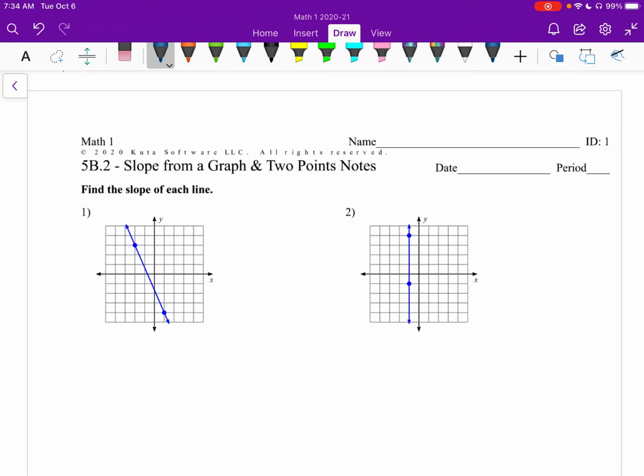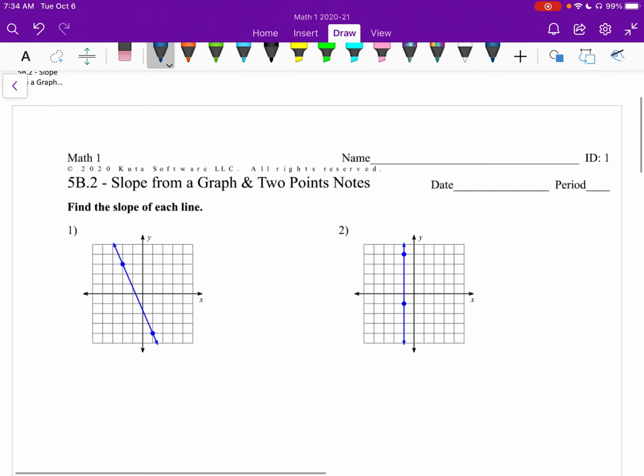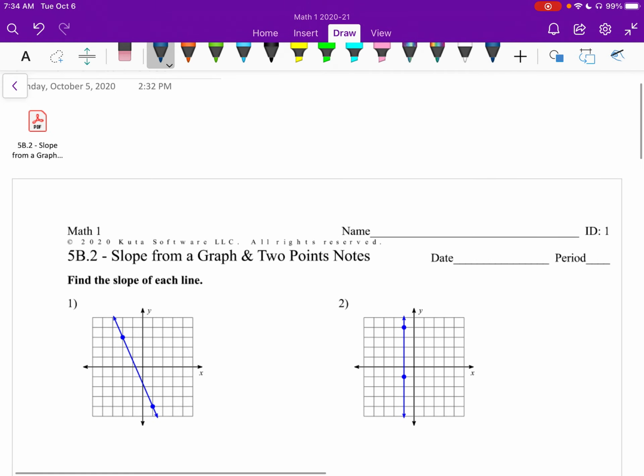All right, Math 1, Unit 5B, Section 2, slope from a graph in 2 points. So, slope is normally called rise over run. Slope, we could call that rise over run as a fraction. And it talks about how much does the graph go up in relation to how far across does it go.